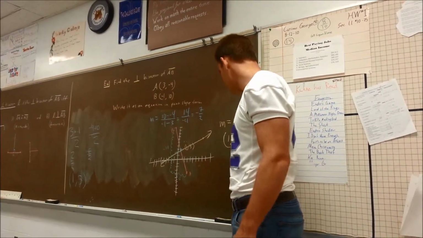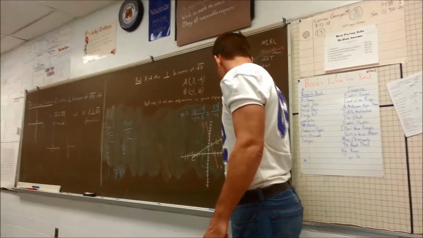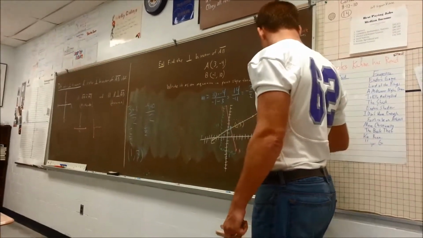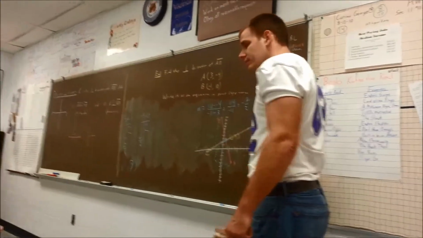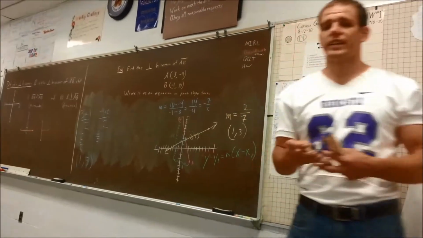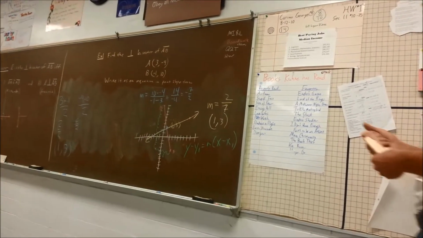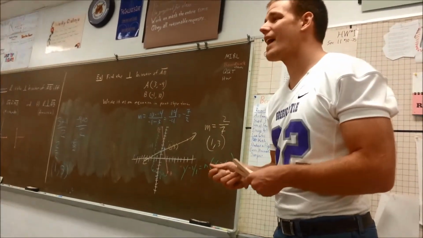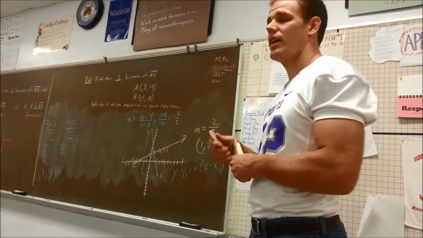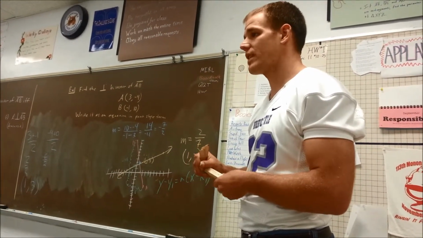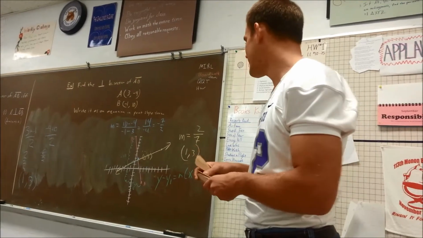So now, I want you to do the same thing. I want you to write the equation of the line. Y minus y1 equals m times x minus x1. Fill in our new slope, fill in our point, and then you can just leave it as a line in point slope form. You don't have to change it to y-intercept, slope-intercept. You don't have to do that. This is easy now.